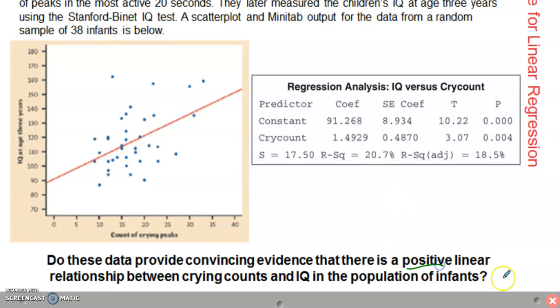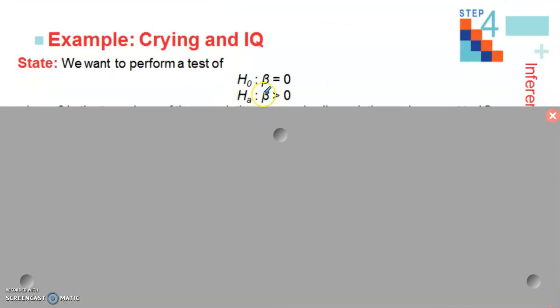This word positive right here means that we think it goes up. As this number gets bigger, so does this number, is what we're trying to test as our alternative, and that would indicate that we're testing to see if the line has a positive slope. So the alternative hypothesis is that beta is greater than 0, which means the null hypothesis is that beta is 0. But then I also need to define the parameters here.